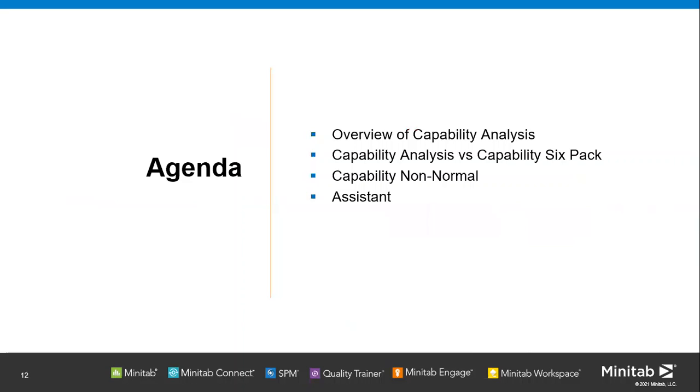So our agenda today is an overview of capability analysis. I think most of you already know what capability analysis is, such as Cp, Ppk and so on. Then we compare capability analysis and capability Sixpack: when you want to use capability analysis, and when you want to use capability Sixpack. And if your data set is not normal, we cover capability for non-normal data, and then we try the Assistant. There are many ways to get capability analysis in Minitab.